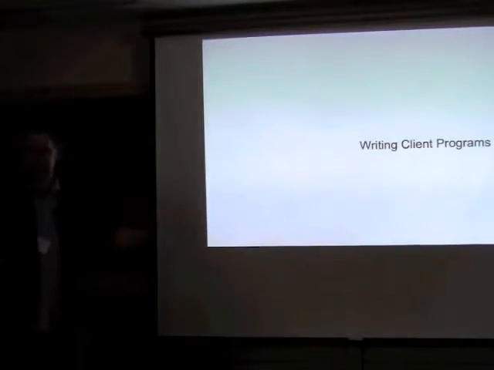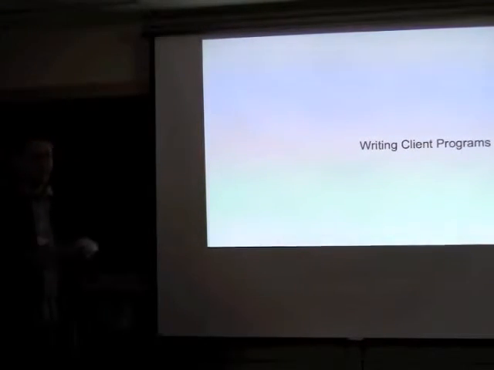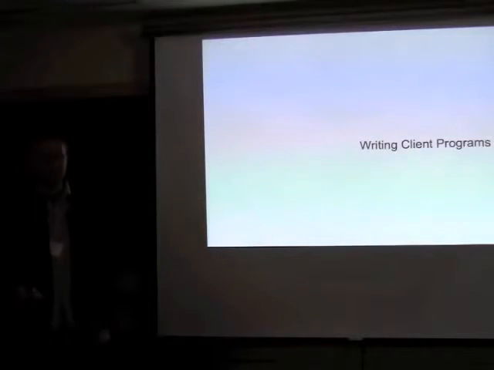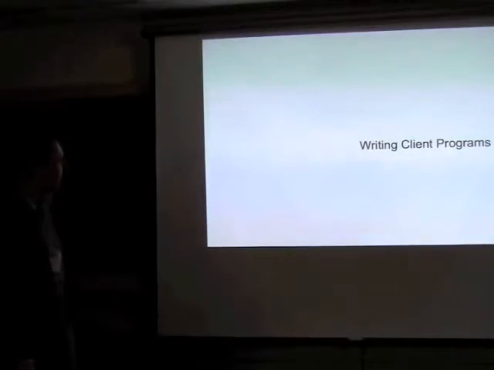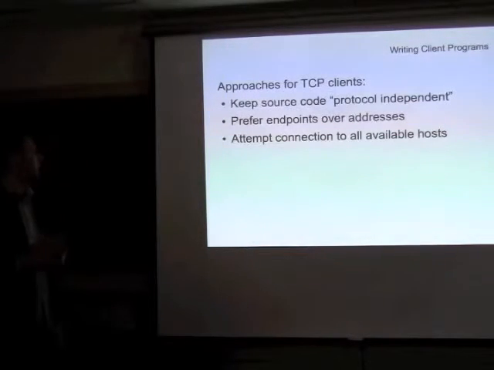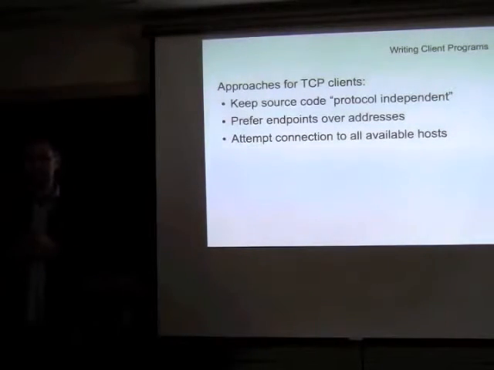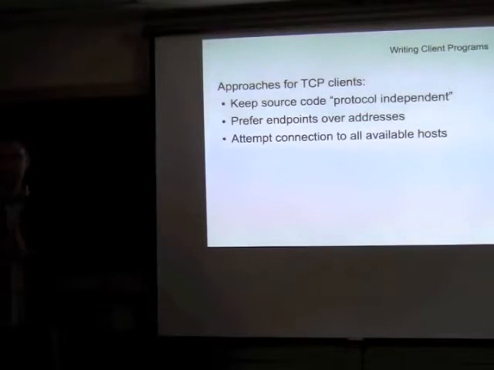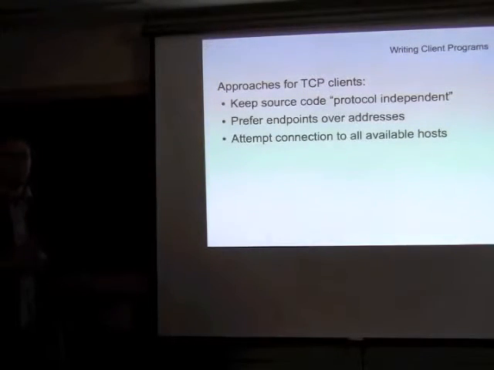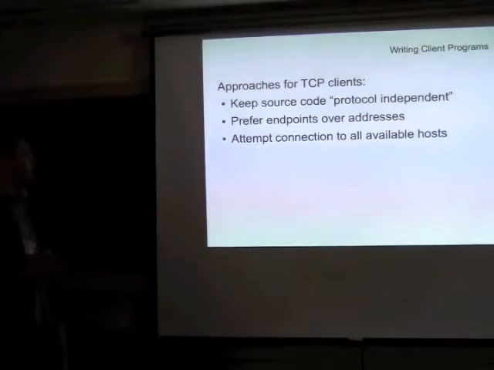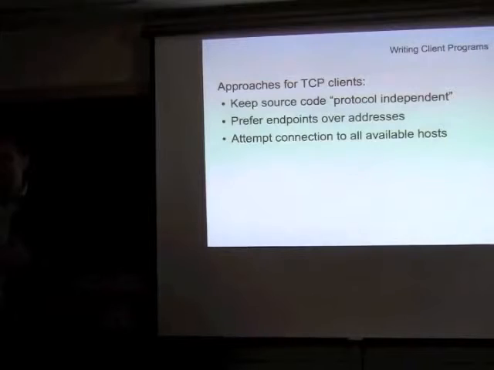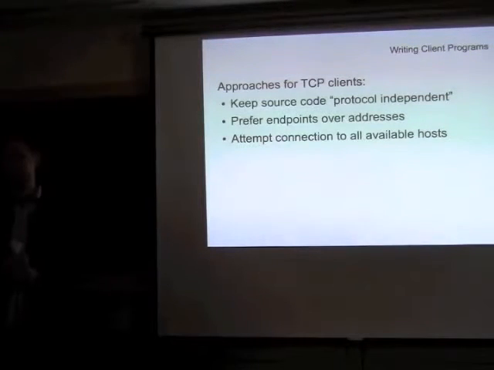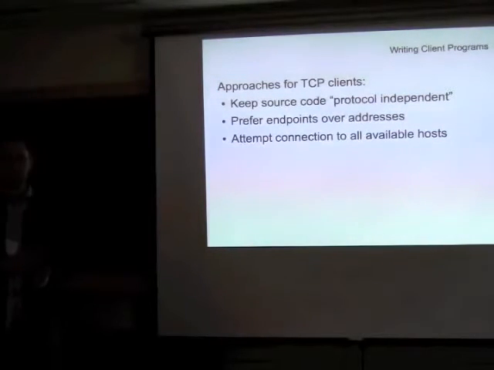Okay, well that's a really quick tour of the API ASIO provides. Now I'm going to talk about how you should actually use it in practice if you want to be IP version independent. So if you're writing a client, there are three principles that you should keep in mind as a general rule. The first one is you want to keep as much of your program as possible independent of the IP protocol. The next thing is that although you can deal in address objects if you want to, you should probably prefer to work in endpoints. And finally, this is very important if you're a client.